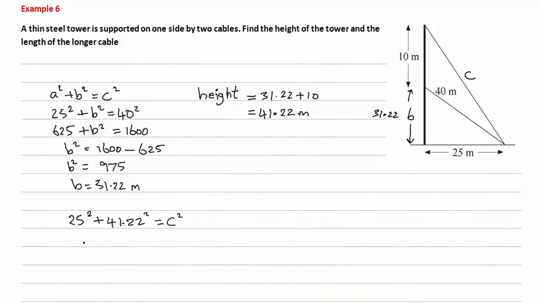So 25 squared, that's going to be 625 again. And when we add the 41.22 squared, we're going to get 2324.09. That's C squared. So let's just do the total. And so C, the length, is going to be the square root of that number. It's going to be 48.21 meters, and that's the length of the cable here. Okay, so that's the value of C, and then the total height of the tower is 41.22.